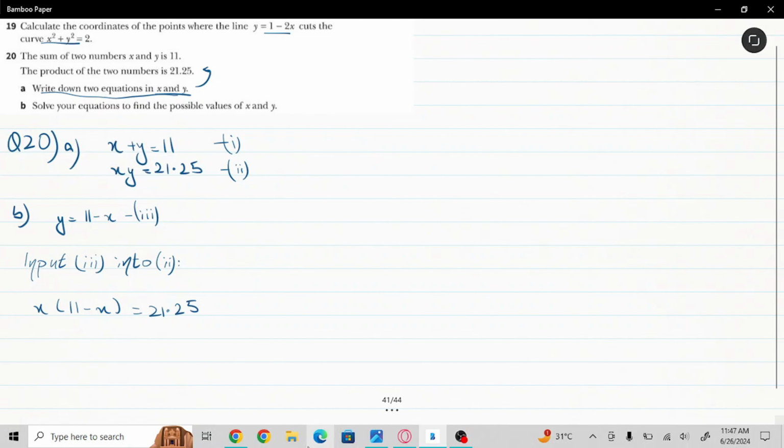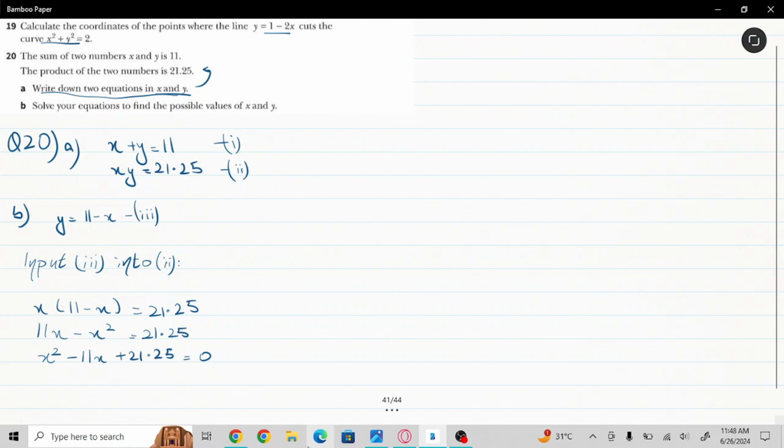So we'll have 11x minus x squared is equal to 21.25. We'll just simplify this. Take the 11x minus x squared to the other side to make x squared positive. x squared minus 11x plus 21.25 is equal to 0.